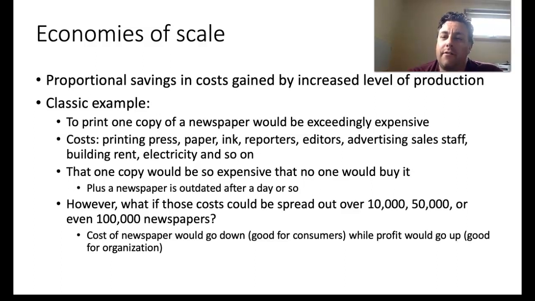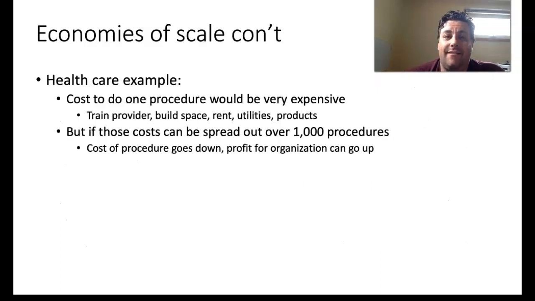But what if these costs could be spread over 10,000 or 50,000 or even 100,000 newspapers? All of a sudden, the cost of a unit, a single newspaper, would go down, which is good for consumers, and profit would go up, which is good for the organization. So that is, in a sense, an economies of scale.